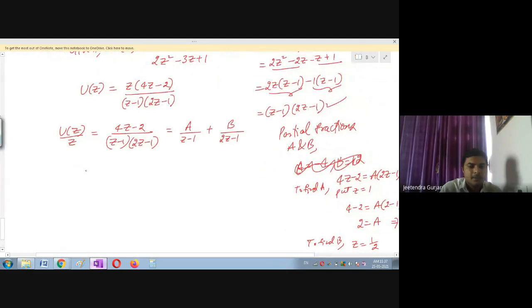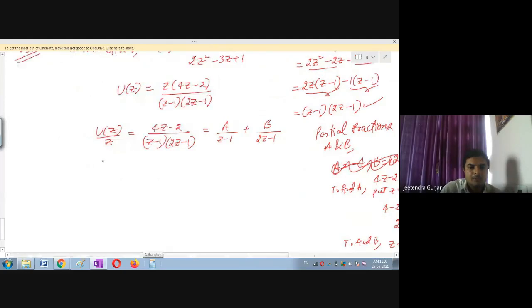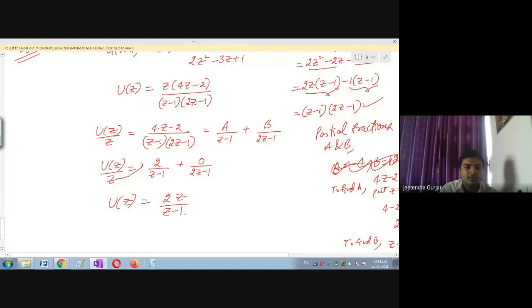So therefore, only the A term we have got here, A is 2. So just substitute 2 here. Therefore, U of z divided by z is going to become 2 upon z minus 1 plus 0 divided by 2z minus 1. Further you will simplify, taking z in the numerator. Therefore, U of z is equal to 2z divided by z minus 1, students.